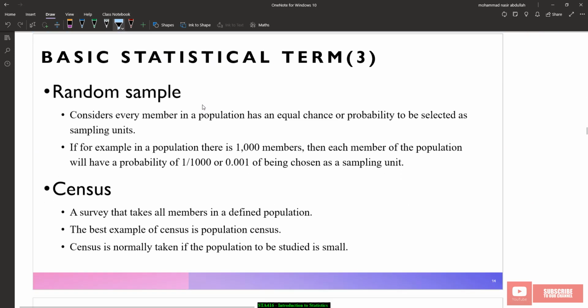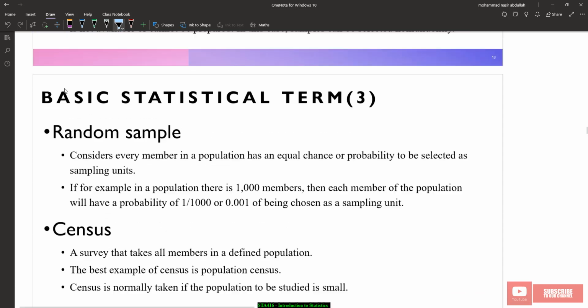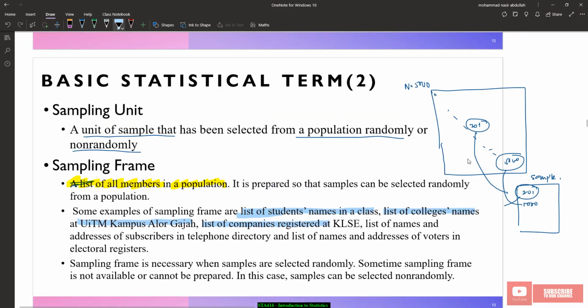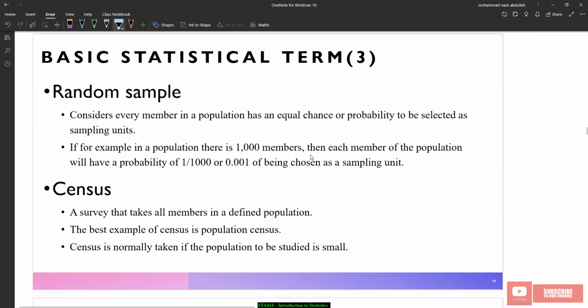Right. So another statistical term is a random sample. So tadi nampak tak? I dengar tak? I dah cakap tadi dalam sampling frame, kita dah list down all the members in the population. So we can use the sampling frame to select sampling units randomly. So random sampling or a random sample is considered when all members in the population have an equal chance or probability to be selected as a sampling unit.